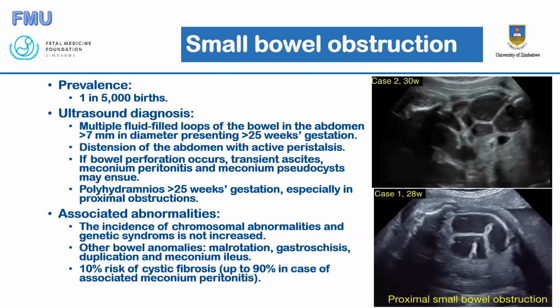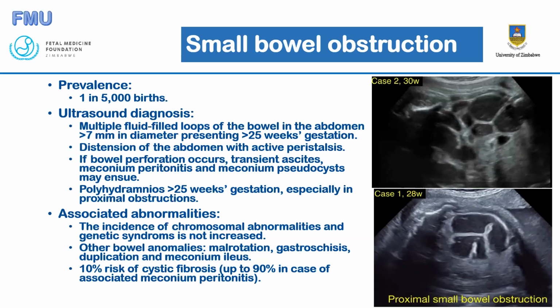If bowel perforation occurs, then transient ascites, meconium peritonitis and also meconium cysts may happen. Polyhydramnios, women face after 25 weeks, but in most cases, it will be mild polyhydramnios because some of the fluid will be absorbed in some parts of the intestine, like the duodenum, because the commonest cause of obstruction of bowel occurs at the ileojejunal section of the bowel. So ileojejunal atresia is common in cases of small bowel obstruction. Whenever you see polyhydramnios in the third trimester, try to make an effort to look at the bowels, make sure the bowels are not dilated.